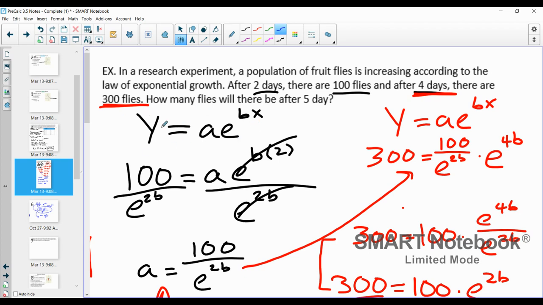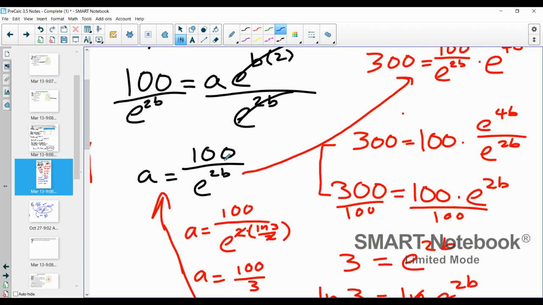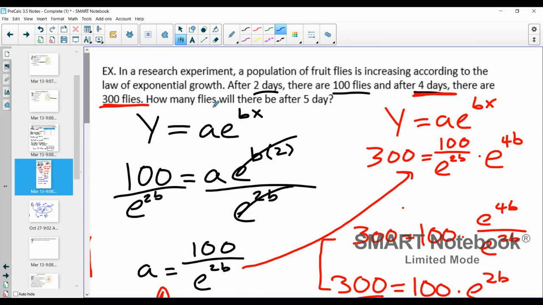I started here with y equals a e to the bx the first time in black. I took the very little information they gave me and started working with it. I put in the 100 for 100 flies. A I didn't know, e is e, b I didn't know, but I did know x because we had 2 days. I then divided both sides by e to the 2b, which gave me a rough value of a, where I still had a variable in it, that I could use in my second equation. And that's what I did.